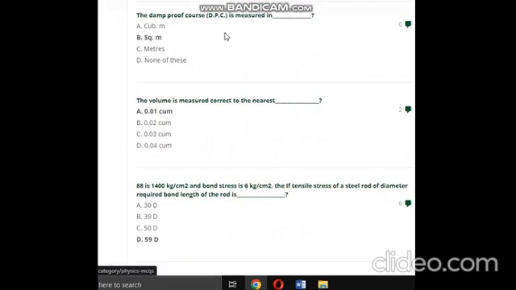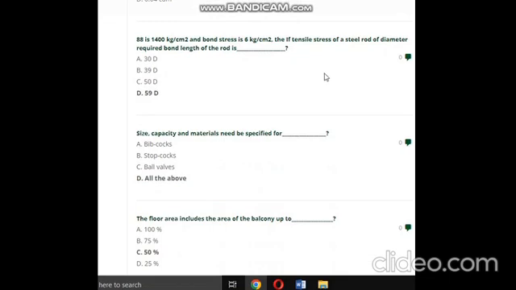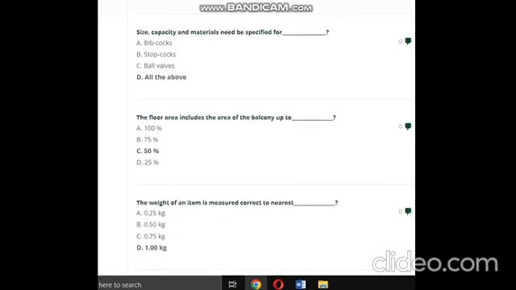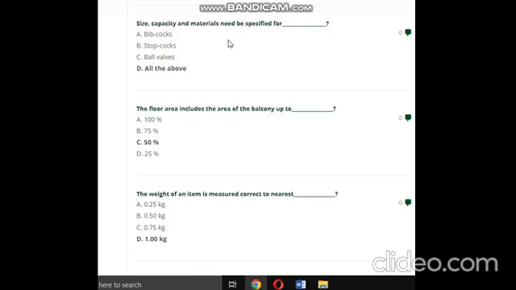The damp proof course DPC is measured in square meter. The volume is measured correct to the nearest 0.01 cubic meter. Steel stress is 1400 kg per centimeter square and bond stress is 6 kg per centimeter square. Then if tensile stress of a steel rod of diameter D, the required bond length of the rod is 59 D. Size, capacity and material need to be specified for all of the above.